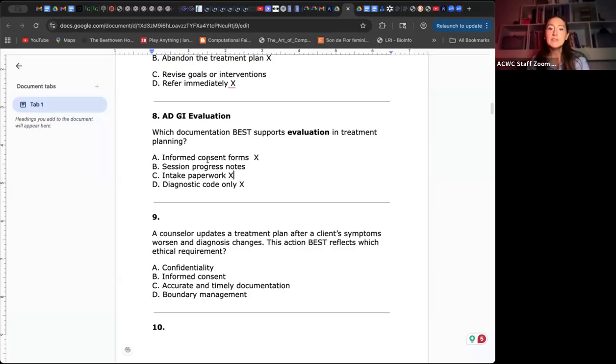Right. So even if you get to a question like this, and you're like, I'm not quite sure what this is, we know what it cannot be. We know it cannot be a diagnostic code. That would make no sense. We know it cannot be an informed consent form. That makes no sense. And the last one that made no sense is intake paperwork, because that was way back at the beginning. And now we're evaluating, which means something's been happening. So that really helped me, right?